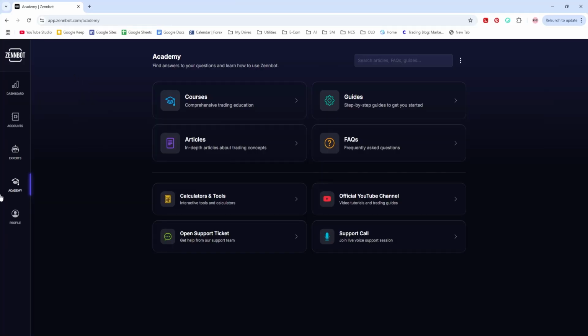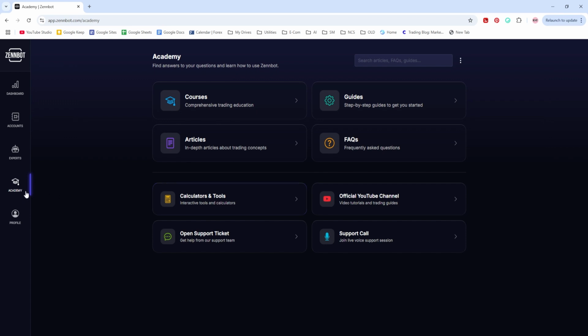You can evaluate based on your account size whether this expert advisor is suitable for your account. So let's have a look at it. This is the ZennBot dashboard right here. To get into it you have to purchase the expert advisor. I went a bit through every feature in this dashboard in my previous video, but right now what we are looking at is the calculators and tools.